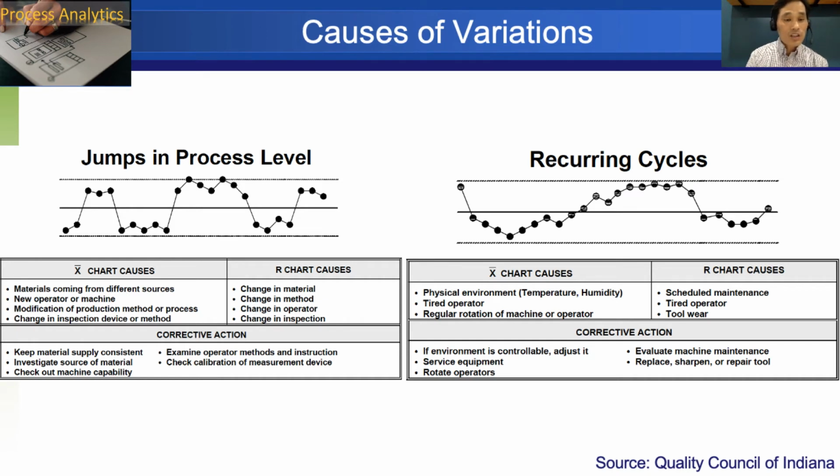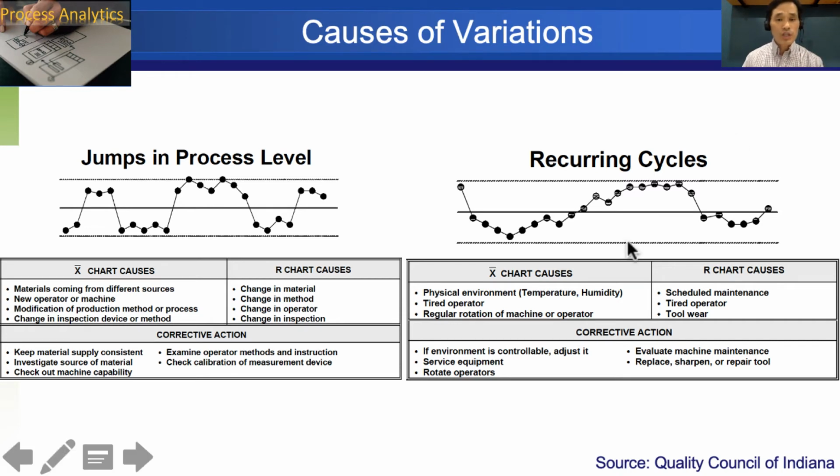Change in inspection device or method may be another cause. If this is happening in an R chart, range chart, it might be because of changes in material, changes in method, operator, inspection, and so forth. Corrective action in this case is to keep material supply consistent. That's the first thing. And investigate the source of material, or operator, or process capability, or machine. Those things have to happen.